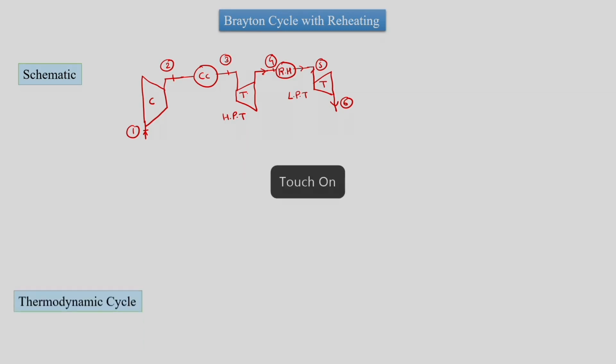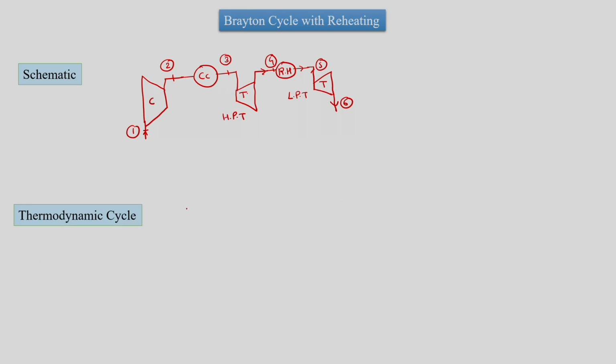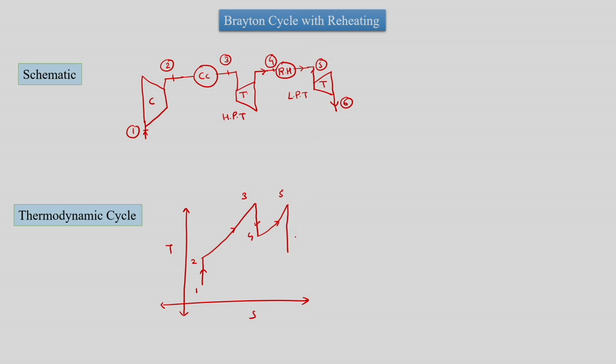Now we have to draw the thermodynamic cycle, which at this moment we will plot as a TS diagram. 1 to 2 is the compression process, 2 to 3 is heat addition in the combustion chamber, 3 to 4 is the high pressure turbine, 4 to 5 is the reheater, 5 to 6 is the low pressure turbine, and 6 to 1 is the heat rejection process.